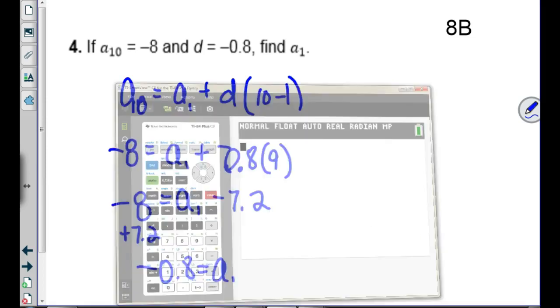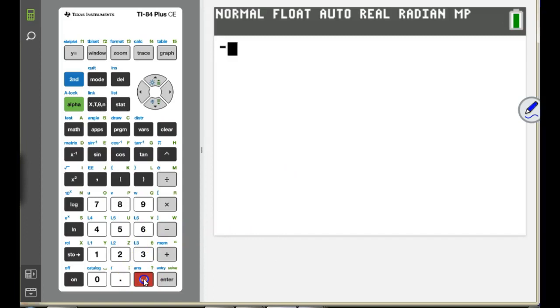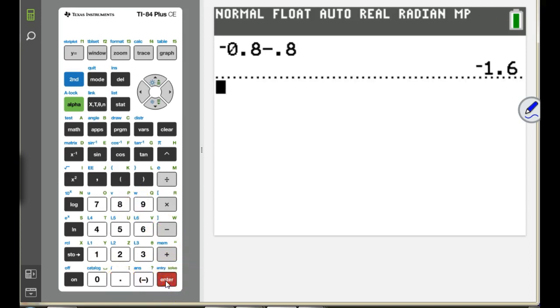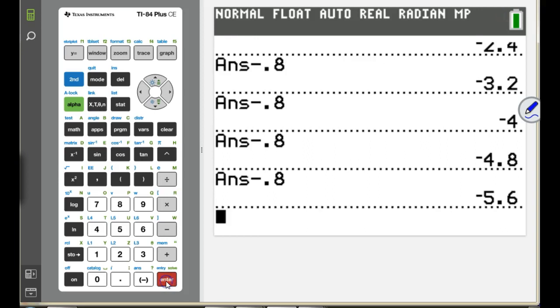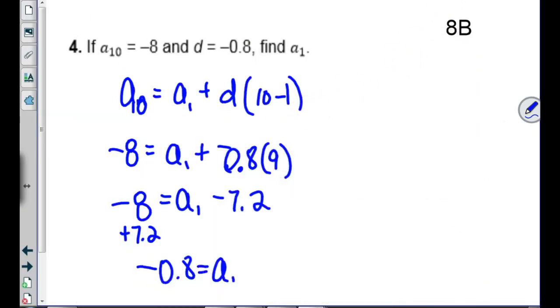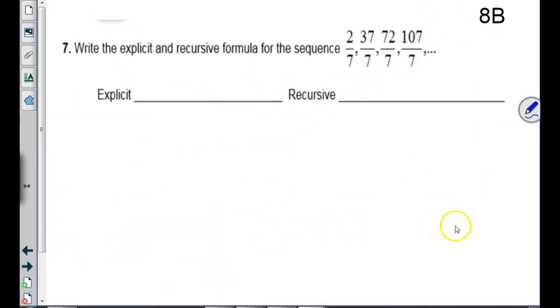So negative 0.8 is our first term. And then it said the difference was negative 0.8, right? So that would be the second term, third term, fourth term, fifth term, sixth term, seventh term, eighth term, ninth term, 10th term, negative 8. Okay, just checking, showing you that it's not hard to figure these out, even without fancy formulas.